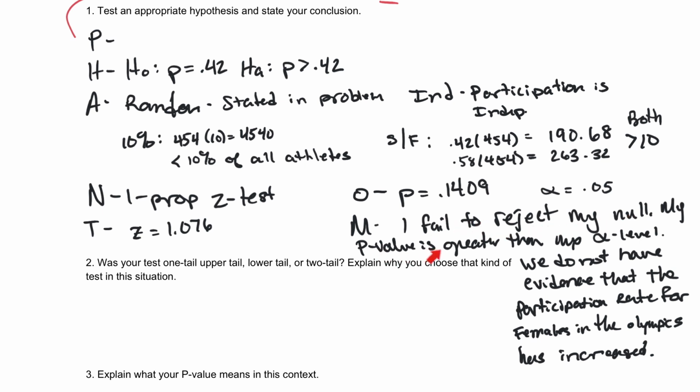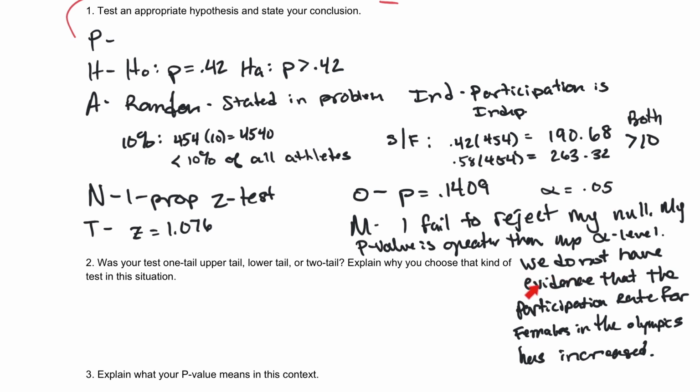Okay, I failed to reject my null. My p-value is greater than my alpha level. I wrote the alpha level down, so I can simply refer to it here. If I hadn't written this down, because the problem didn't give me one, I have to state it somewhere, either writing it into the paragraph or referring to it at the top.